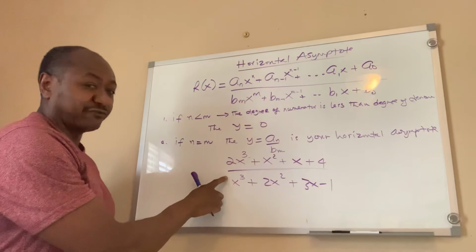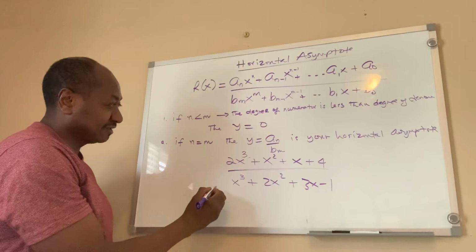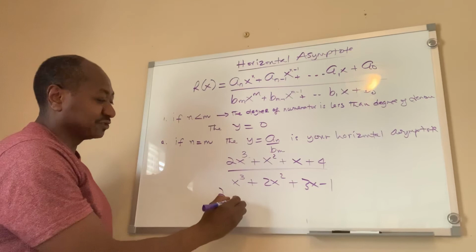To find a horizontal asymptote of this example here, right? Because the degree of the numerator is the same as the degree of the denominator, we take the leading coefficient of the numerator, which is what? 2. The leading coefficient of the denominator is what? 1. So here your horizontal asymptote is what? 2.